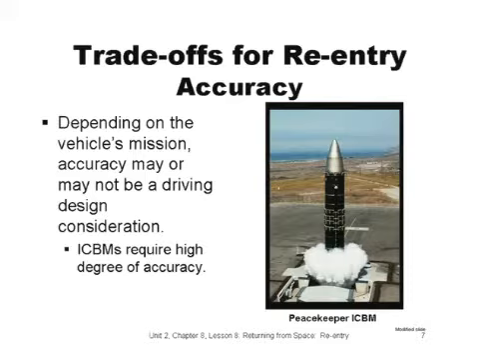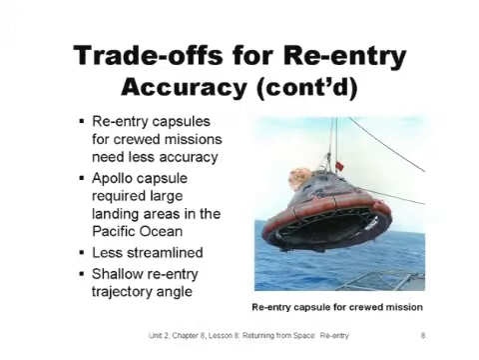You can see the Peacekeeper ICBM on this slide, which is an example of a highly accurate missile. Now let's consider the early Apollo re-entry capsules, similar to the one shown here. The accuracy requirements allowed for splashdown in a large area in the Pacific Ocean. But helicopters and ships waited close by to retrieve the astronauts quickly. Because of the human payload on board, the capsule re-entry angle had to be shallow to minimize the deceleration, and that caused a large landing area.